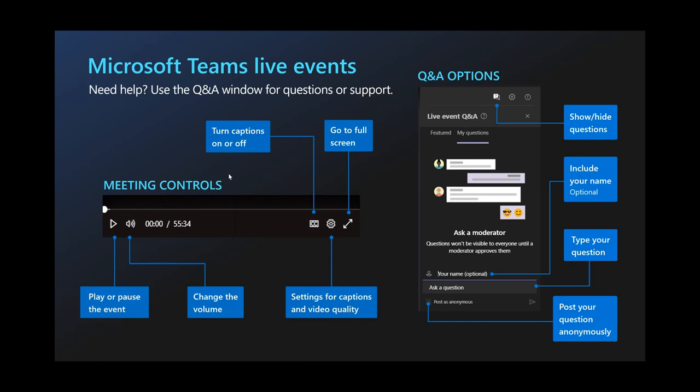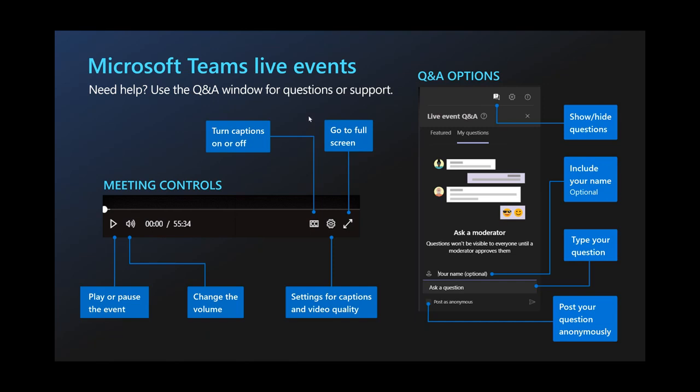Now, on the far right-hand side of your screen, you will see two message bubbles with a question mark on top. That is the Q&A, and that will be the only way that you can communicate with us today. And I am joined by my colleague, Roxana, who's going to help me to answer any questions that you guys might have. Now, within the Q&A, you do have two different sections. You have a featured tab as well as a My Questions tab.